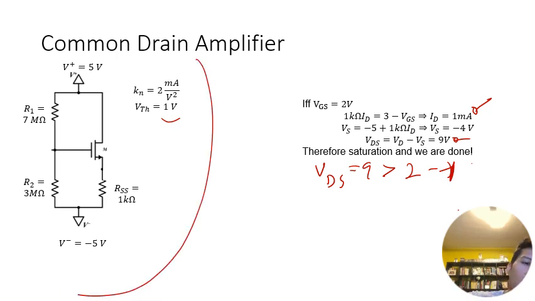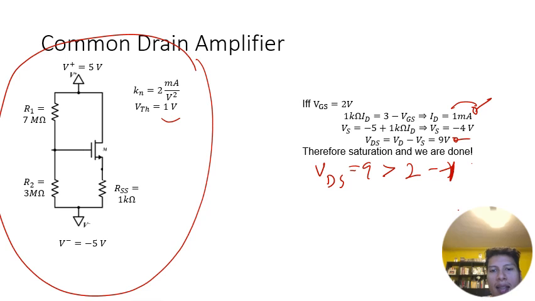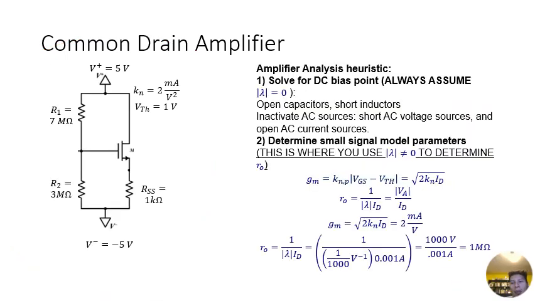So once we solve this, we're going to get ID, which is 1 milliamp. So now we can actually determine what GM and RO are. In this particular case, we can just plug in 1 over 1,000 for RO and 1 milliamp for ID. And that's going to give us 1 mega ohm for RO. And then for GM, we have 2 times 2 times 1 milliamp. So we're going to get 2 milliamps per volt. So now we know GM.